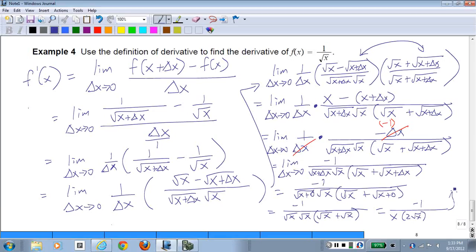So if we can find a spot for it, put a box for the final answer here, f prime of x equals negative 1, or simply the negative of 1 over 2 times x. I left off the x. Good goodness. 2x times the square root of x. That's the expression for the derivative of this function.